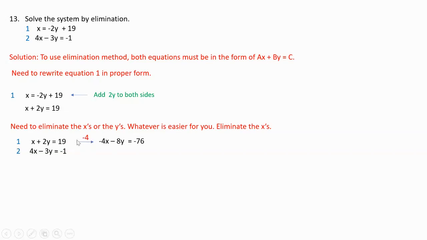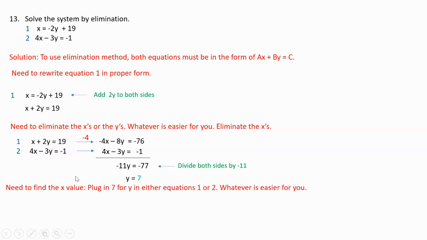But anyway, negative 4 times x will give us negative 4x. Negative 4 times 2y will give us negative 8y. And negative 4 times 19 will give us negative 76. The second equation, we just bring it down how it is. So the x's are going to be eliminated. Negative 8y minus 3y will give us negative 11y, and negative 76 minus 1 will give us negative 77. Now we divide both sides by negative 11, so then we get y equals 7.